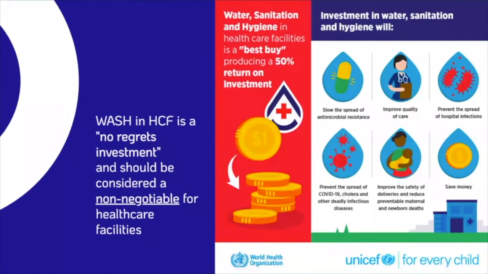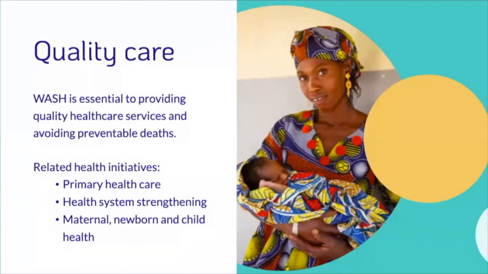So let's delve a bit deeper into how WASH and healthcare facilities fits within the health sector agenda and strategies and links to health sector initiatives. First and foremost, we look at quality care, because WASH is essential to providing quality healthcare services and avoiding preventable deaths. This is linked to other health initiatives such as primary health care or universal health coverage, health system strengthening, and maternal, newborn, and child health.